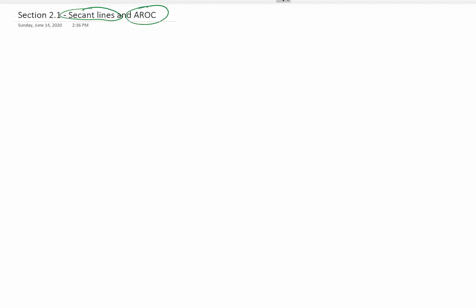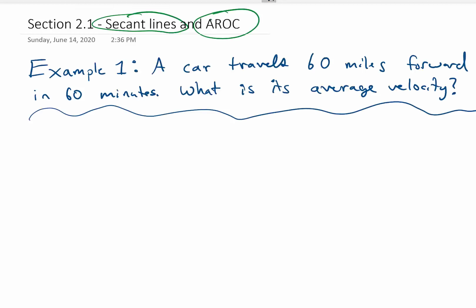So let's take a look at our example 1. This question has a car that traveled 60 miles forward during a 60-minute time interval, and we're asked, what is its average velocity? So let's remember that velocity is similar to speed. They aren't exactly the same, but they're similar. And the units of velocity are distance over time.